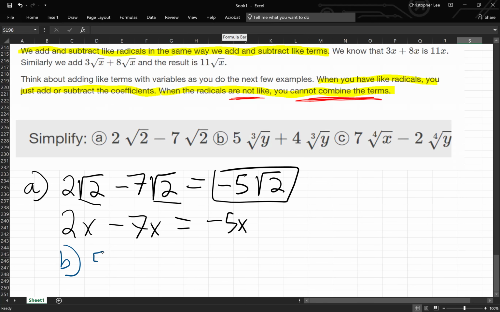I have 5 cube root of y plus 4 cube root of y. How do you write y again? I forgot. Like that, right? All right, what's the answer?